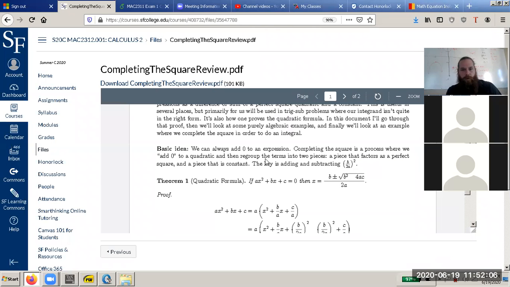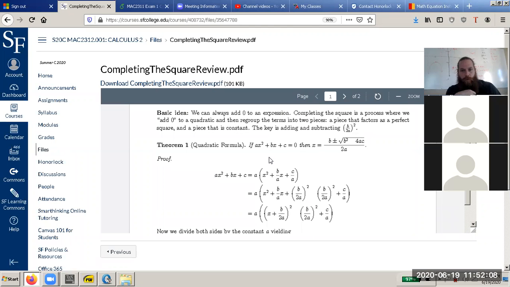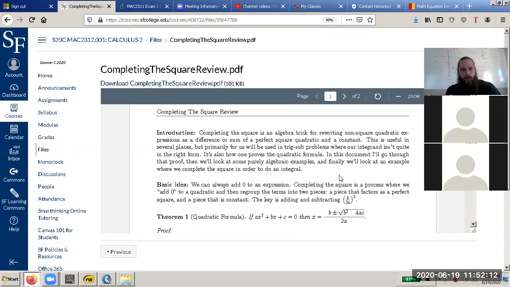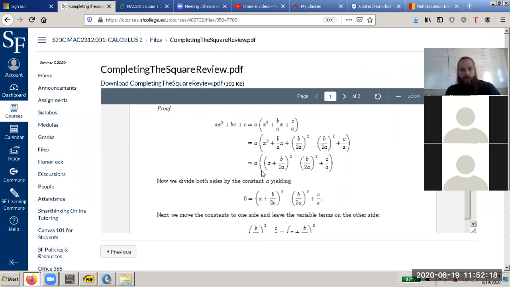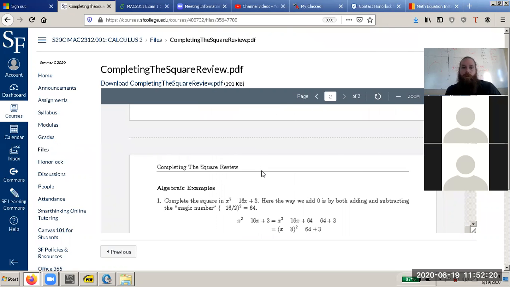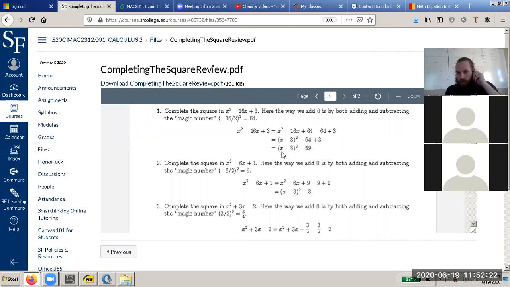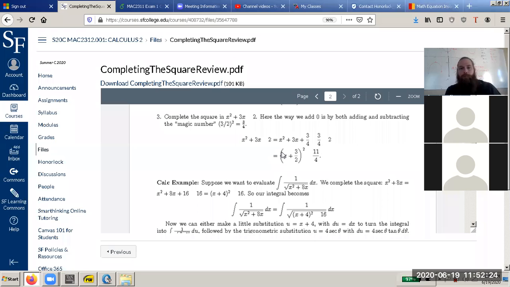So you may want to download this and look at it in Adobe or Sumatra or whatever you use to read PDFs. But we talk about how to complete the square. We use it to prove the quadratic formula, which is fun. If you've never seen the proof of the quadratic formula, it's right here. It's not hard, and it's all completing the square. But then I do some examples and solve an integral.